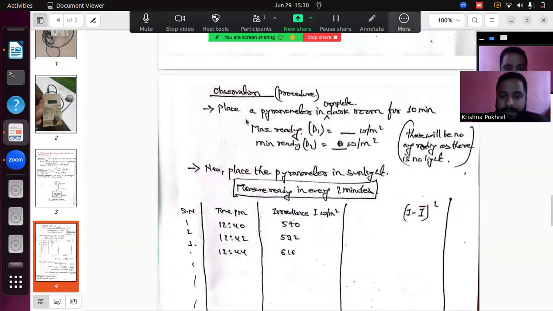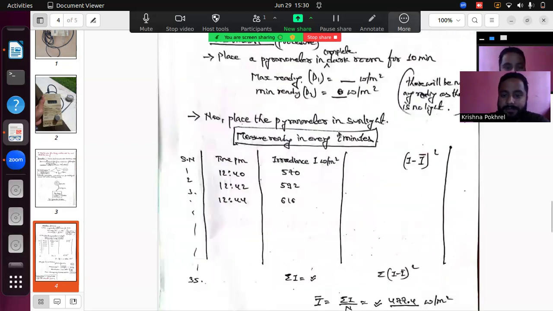Place the pyranometer in a completely dark room for 10 minutes. Why is this done? Because if we keep this pyranometer in a completely dark room, it should not show any data. Maximum reading and minimum reading should be zero. There will be no reading. This is for calibration, or for checking whether there is any kind of error in the pyranometer or not. Now place the pyranometer in sunlight.